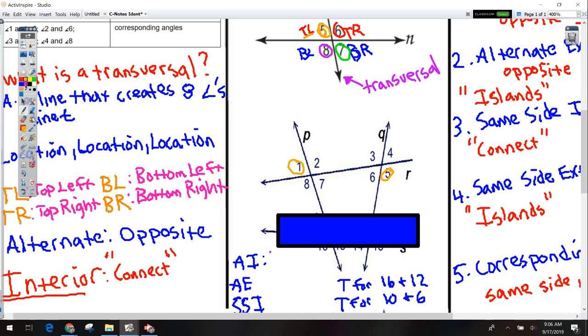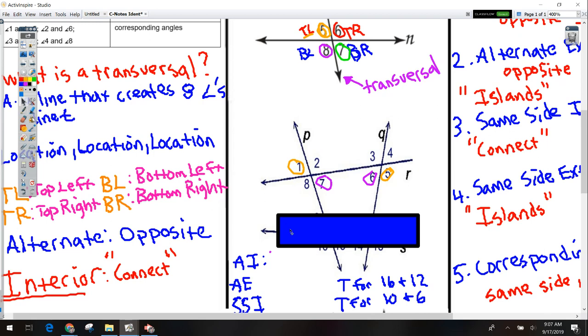So if we looked at 6 and 7, see if the pen will work. So we have 6 and 7. You notice they can connect, so that's in the interior. They're both on the bottom side of the transversal, so that is same side interior.